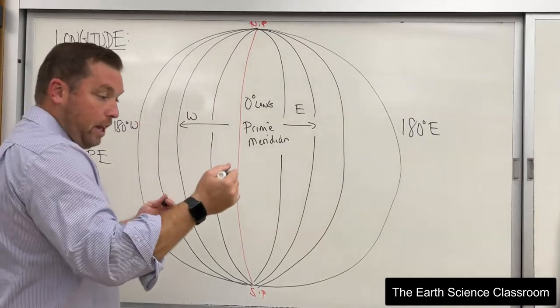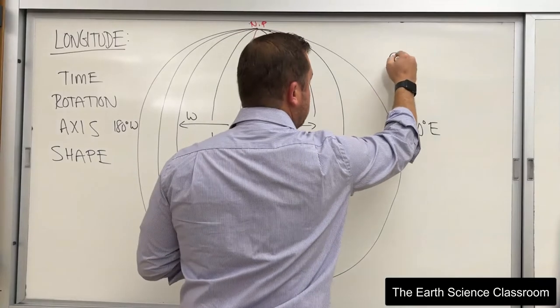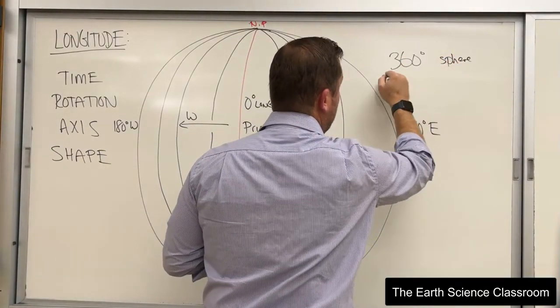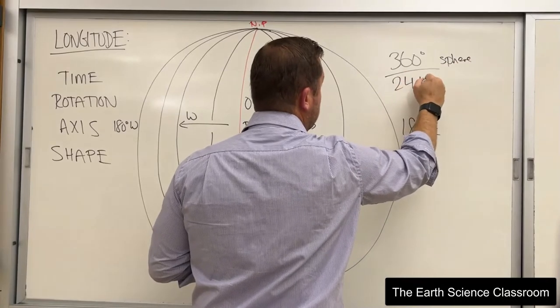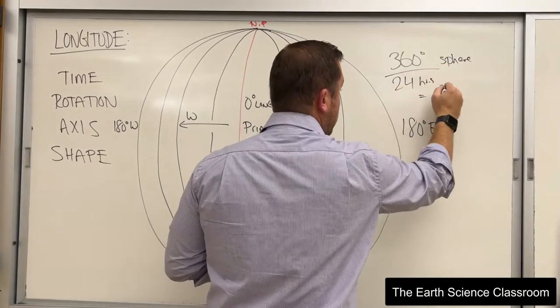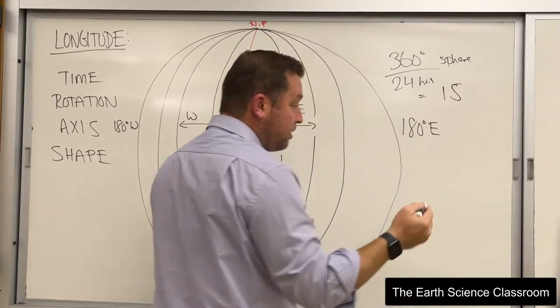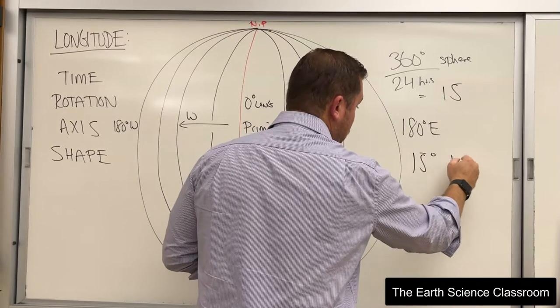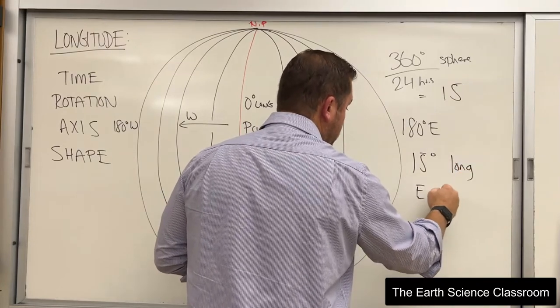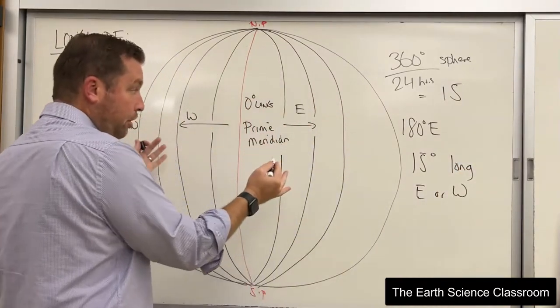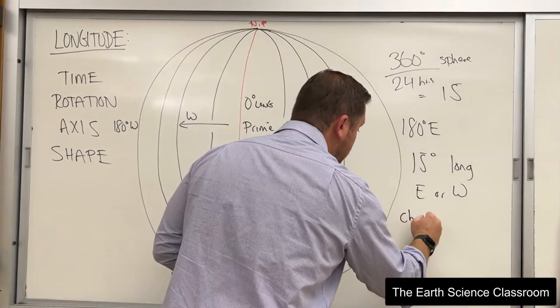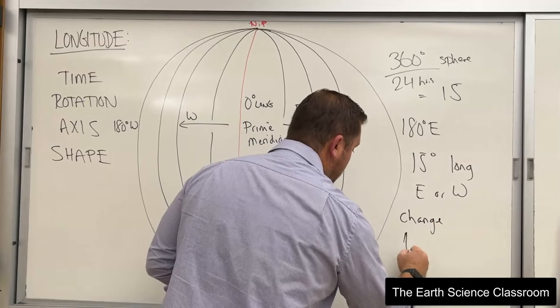So if we look at the spin of the Earth, we have 360 degrees in a sphere or circle divided by 24 hours in the day, which equals 15. What it means is that if you move 15 degrees longitude, east or west, from any position, let's say from the prime meridian, then you're going to change your time by 1 hour.